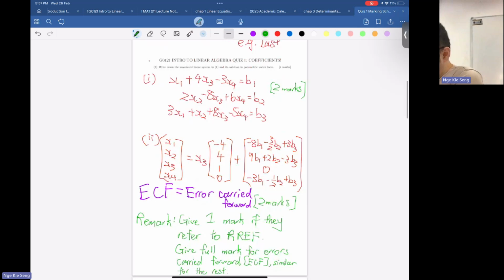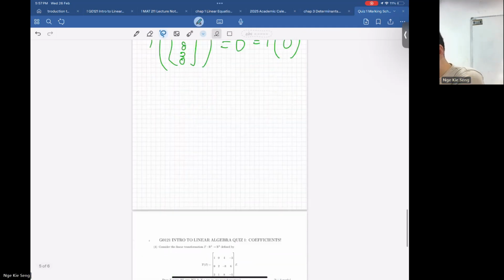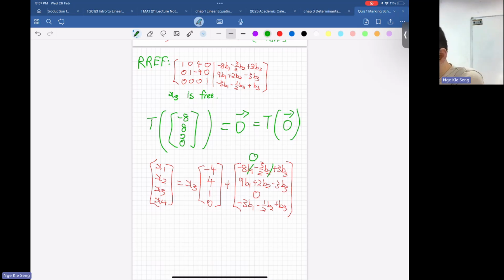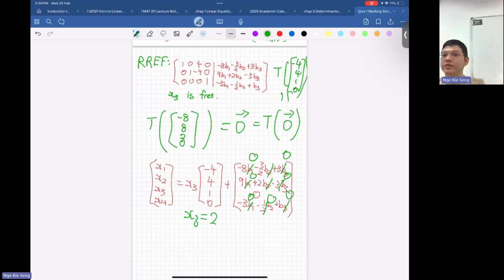Wait. Let me bring this part down. Okay, I want to show you that all these questions are connected, deeply connected. In our case here, our B are all zeros, so this constant vector part will disappear. So you take x3 equals 2. I think one of you took x3 equals 1. So you can also compute -4, 4, 1, 0. It should compute to 0.